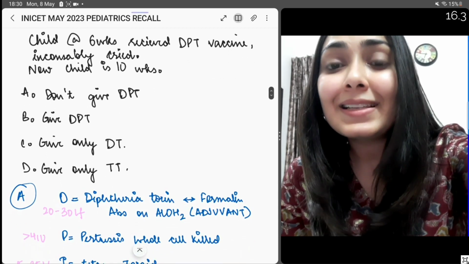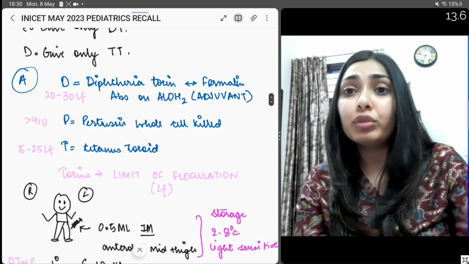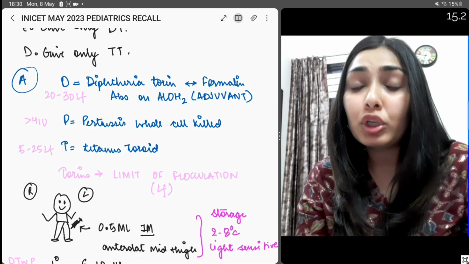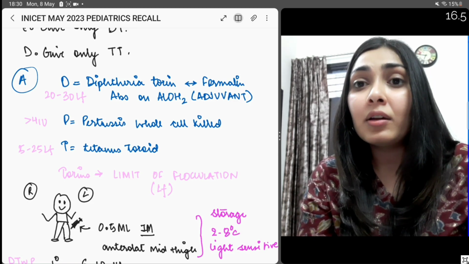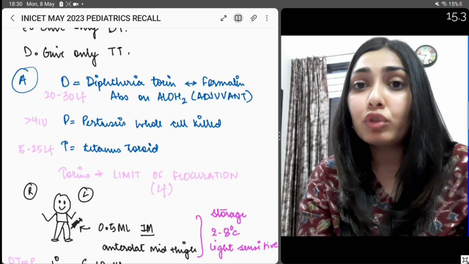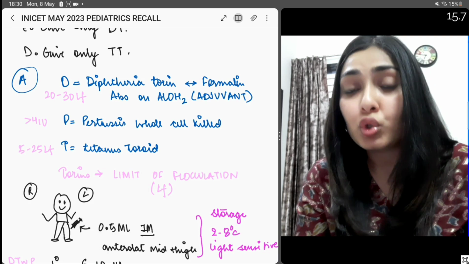So let's discuss something about this vaccine. DPT vaccine has 3 components, right? There is diphtheria toxin, D for diphtheria toxin. It is actually neutralized by formalin and then absorbed on the adjuvant aluminium hydroxide. P stands for pertussis. It is the whole cell killed vaccine. And T for tetanus toxoid.